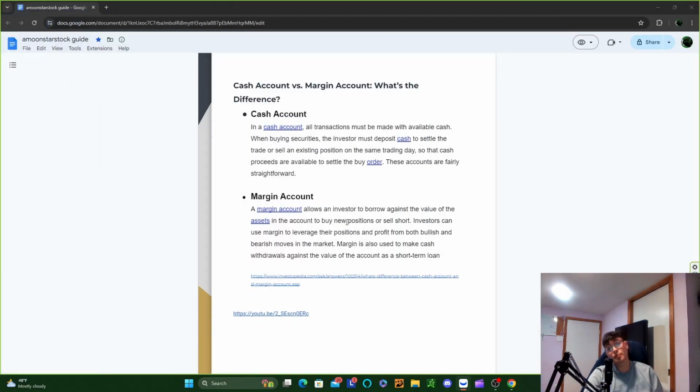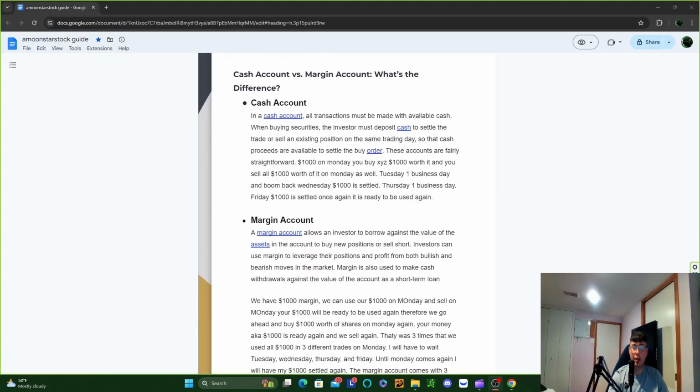Okay, so let's explain what it is to have a cash account and what it is to have a margin account. Okie dokie. What is a cash account? Let's get right into it. A cash account: all transactions must be made with available cash. When buying securities, the investor must deposit cash to settle the trade or sell an existing position on the same trading day, so the cash proceeds are available to settle the buy order.